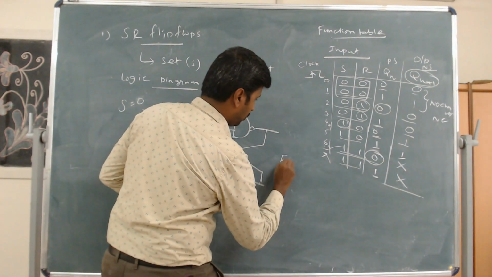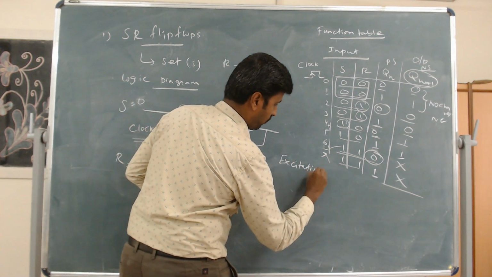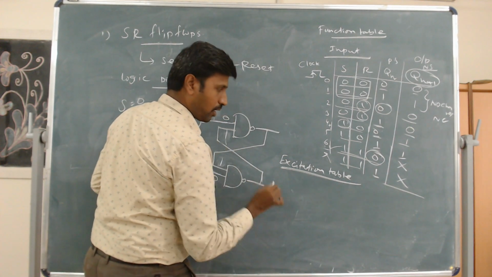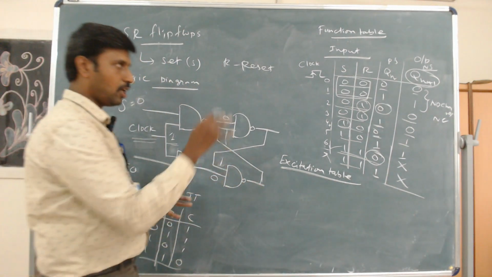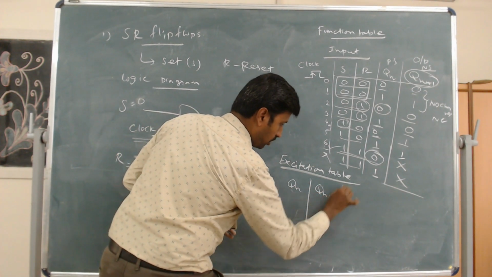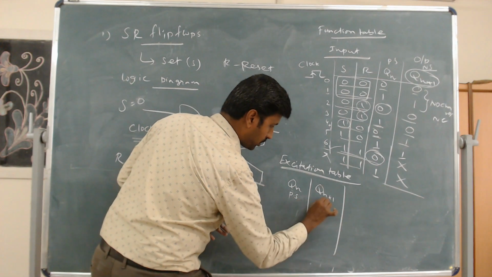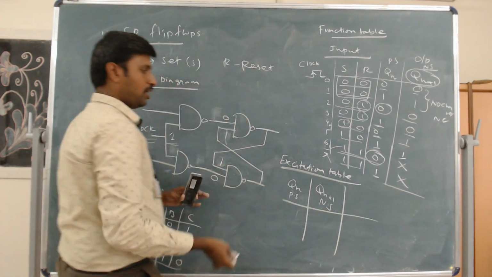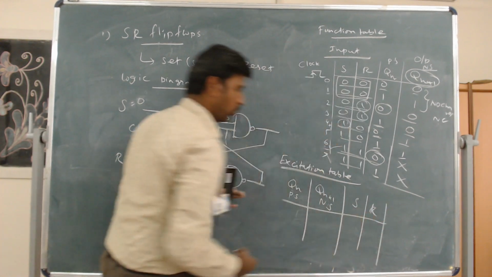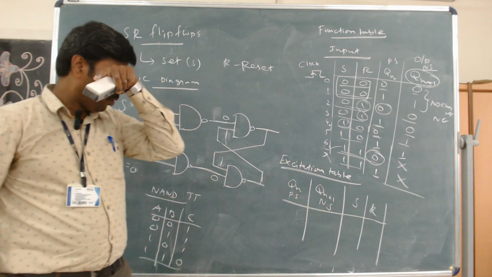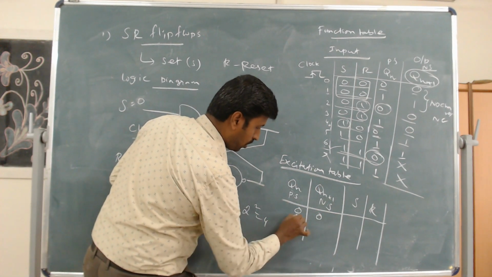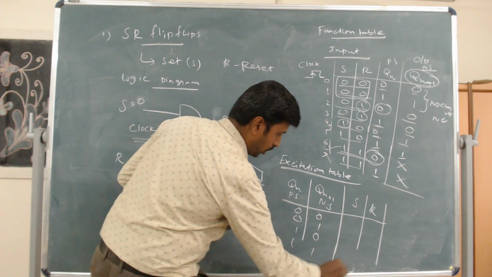So the excitation table. What are the possible inputs? Because the output will be the input, right? So Q of n and Q of n plus 1. This is the present state and this will be the next state. Okay. So what are the possible inputs here? S and R. For two inputs, the combination will be 2 power 2, 4 combinations: 0 0, 0 1, 1 0 and 1 1.